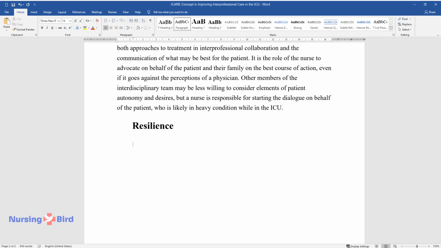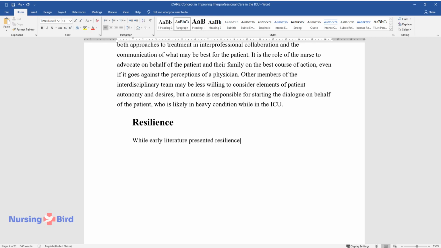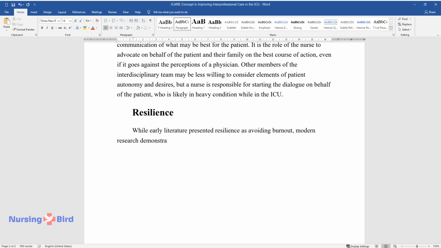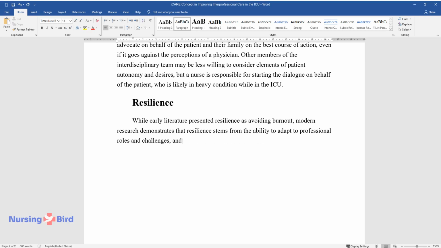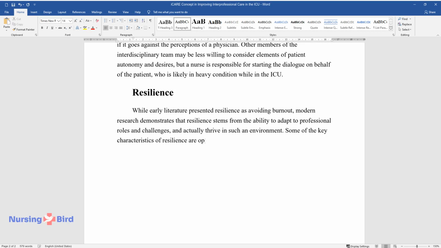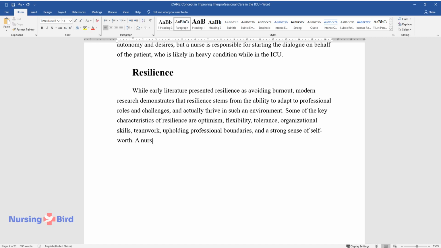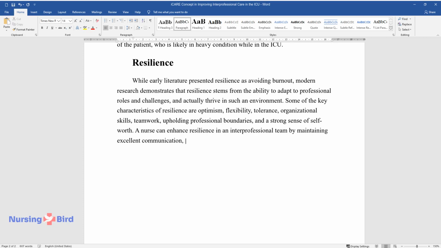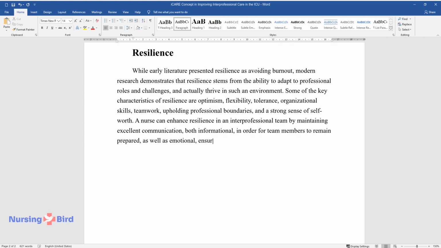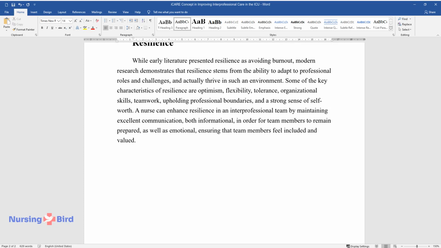Resilience. While early literature presented resilience as avoiding burnout, modern research demonstrates that resilience stems from the ability to adapt to professional roles and challenges, and actually thrive in such an environment. Some of the key characteristics of resilience are optimism, flexibility, tolerance, organizational skills, teamwork, upholding professional boundaries, and a strong sense of self-worth. A nurse can enhance resilience in an interprofessional team by maintaining excellent communication, both informational, in order for team members to remain prepared, as well as emotional, ensuring that team members feel included and valued.